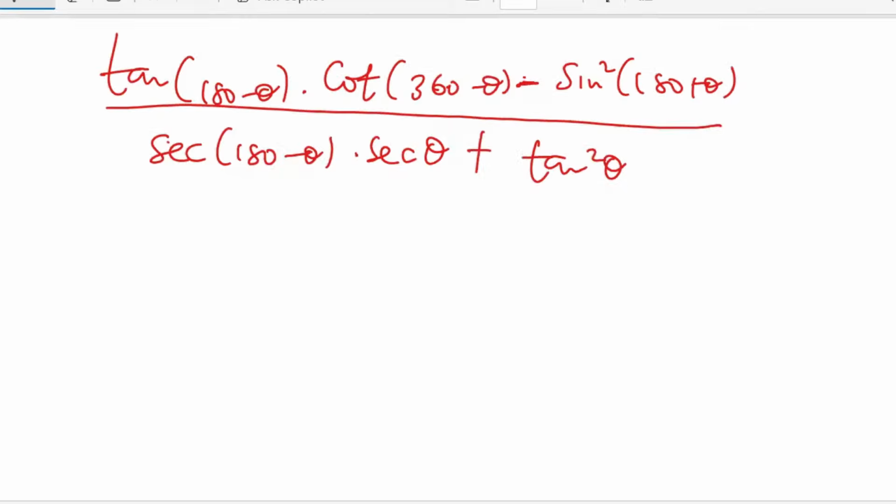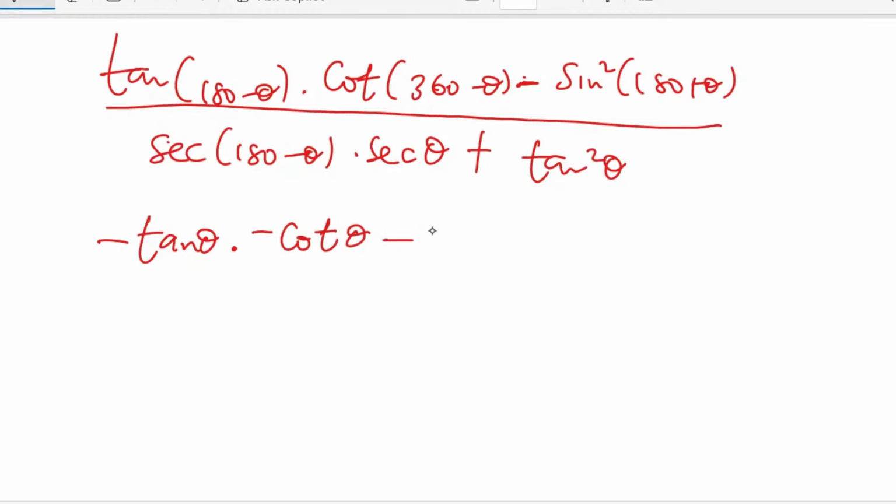Okay, so let's see how we reduce this. All the angles are in the right formats. So tan 180, that's quadrant number 2. We're going to get a negative tan theta. And then the cot of 360, cot is a reciprocal of tan. Tan in the fourth quadrant is negative, meaning that's negative cot of theta.